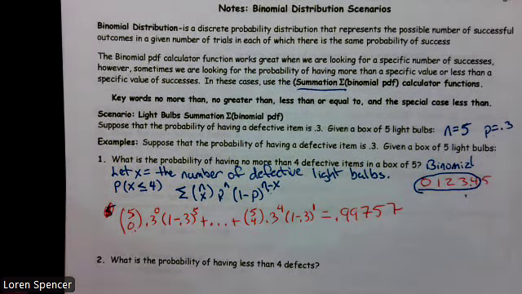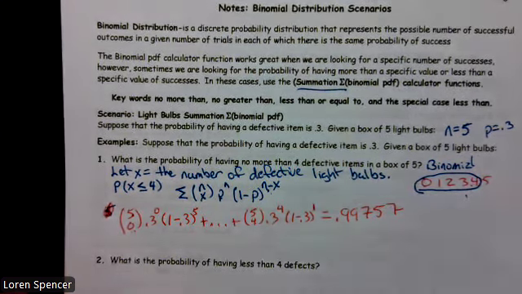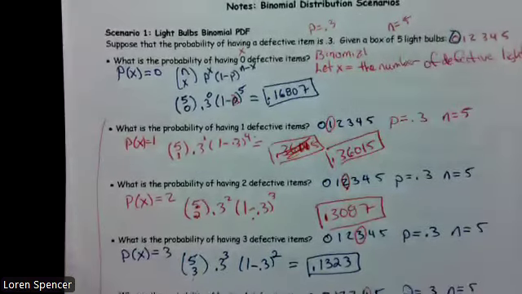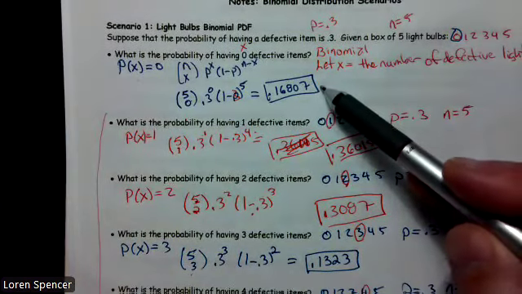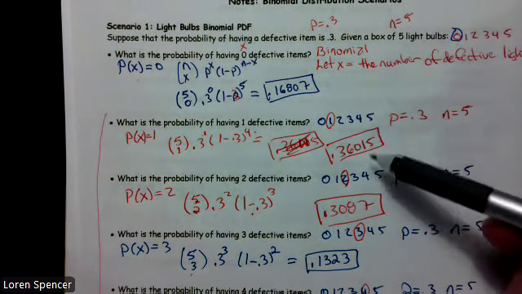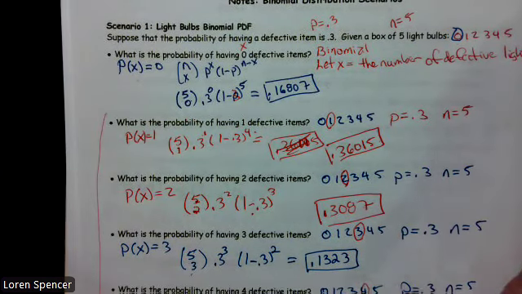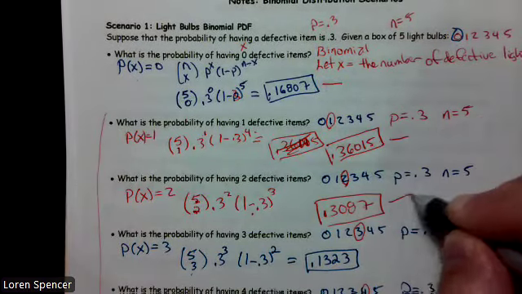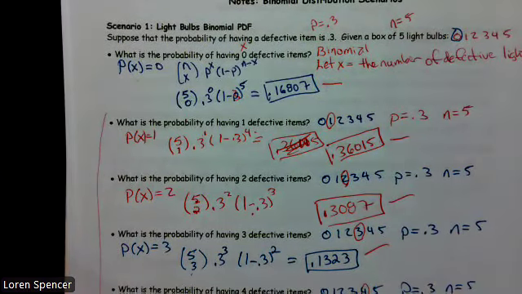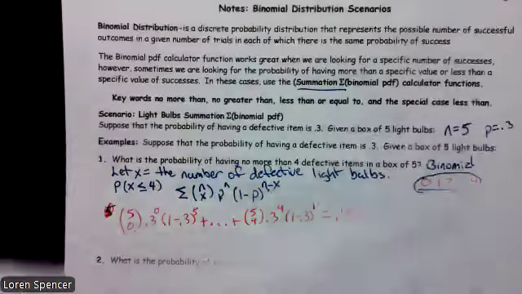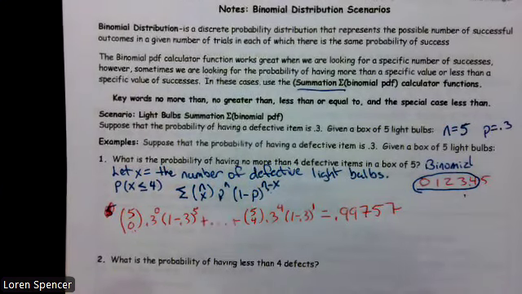In my previous video, we calculated this. So this is 0, this is 1, this is 2, this is 3, and this is 4. If we add up this number, this number, this number, this number, and this number, we would get 0.99757. Okay, so that's where it comes from.